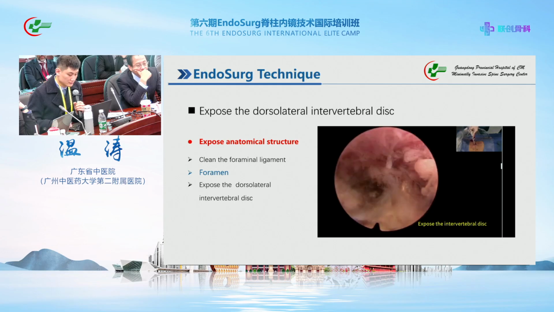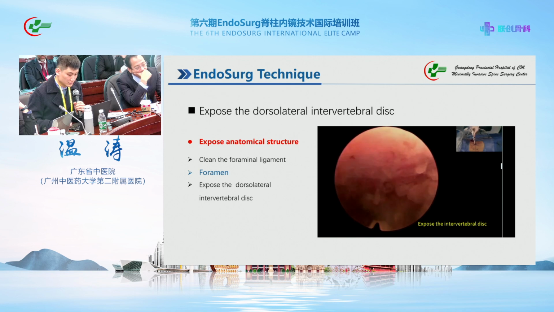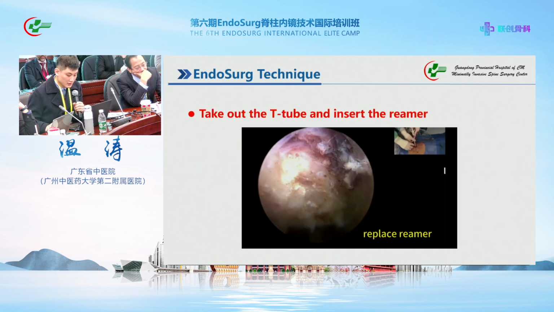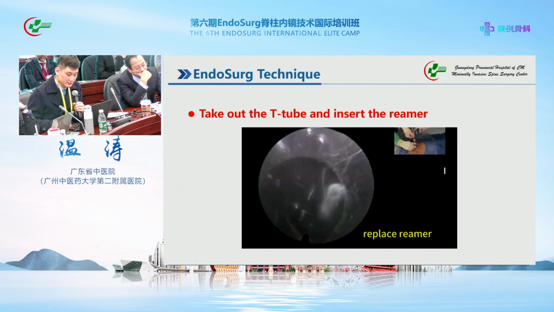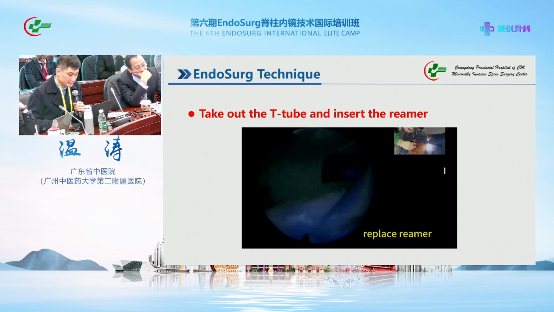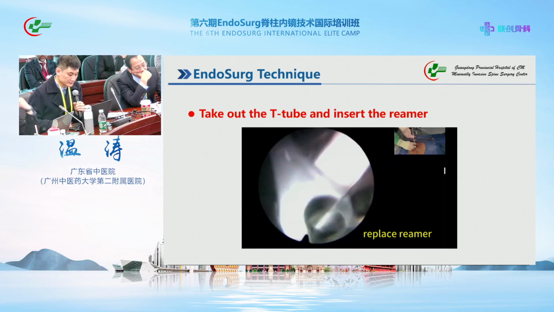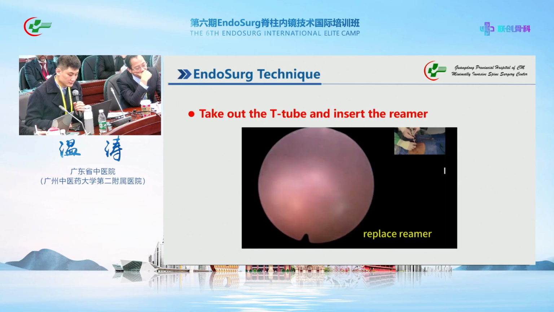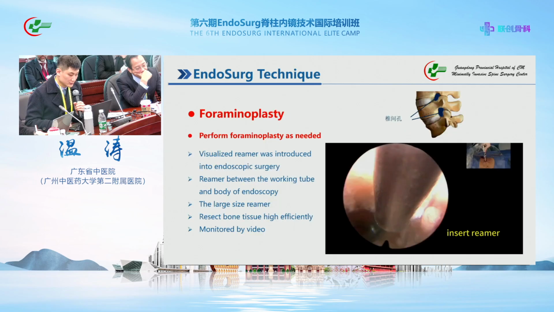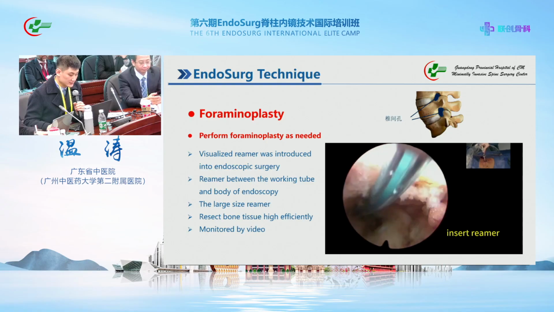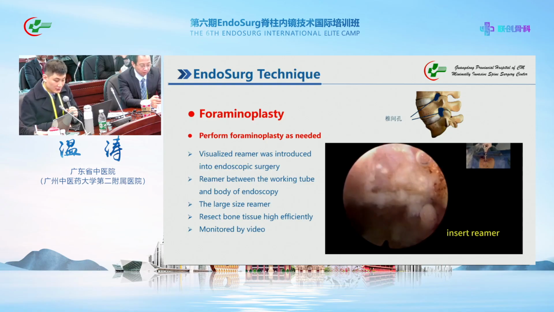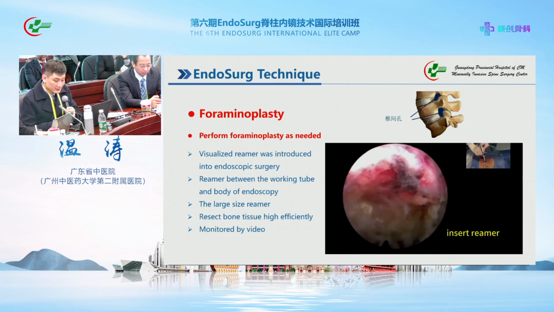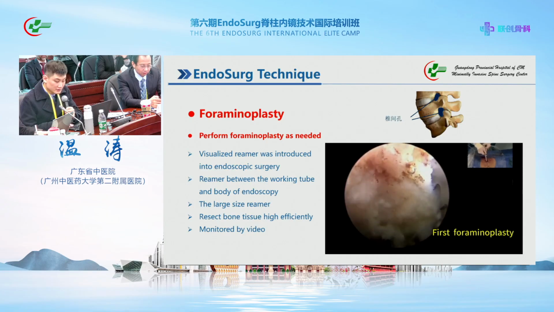And then we take out the T-tube and insert the reamer. So now we perform the foraminoplasty. You can do it using the visualized reamers, introduced between the working tube and the body of the endoscope.